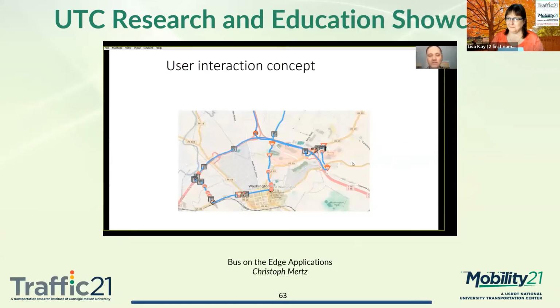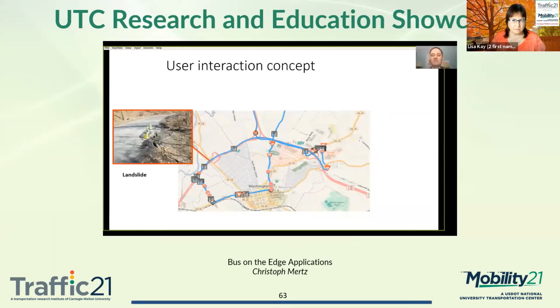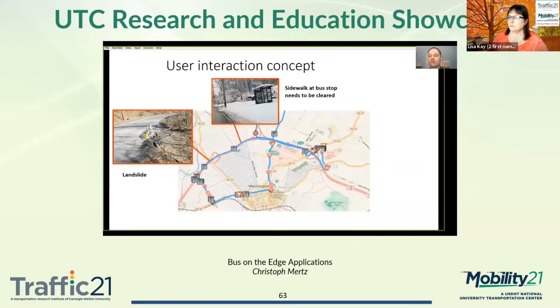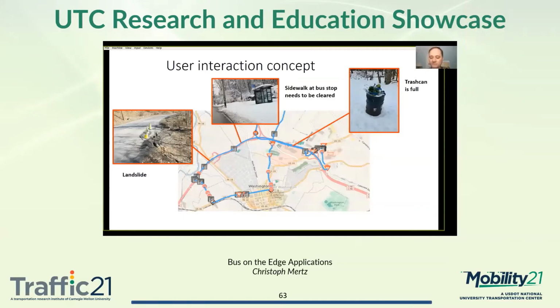Here's a concept on how the user might see the system. There's a map. The light blue is the path of the bus, and then there's some traffic signs it detects. And whenever something happens, it will appear on that map, for example, as a warning. So there might be landslides, or the sidewalk at a bus stop might need to be cleared. Trash cans need to be emptied, so it detects full trash cans.